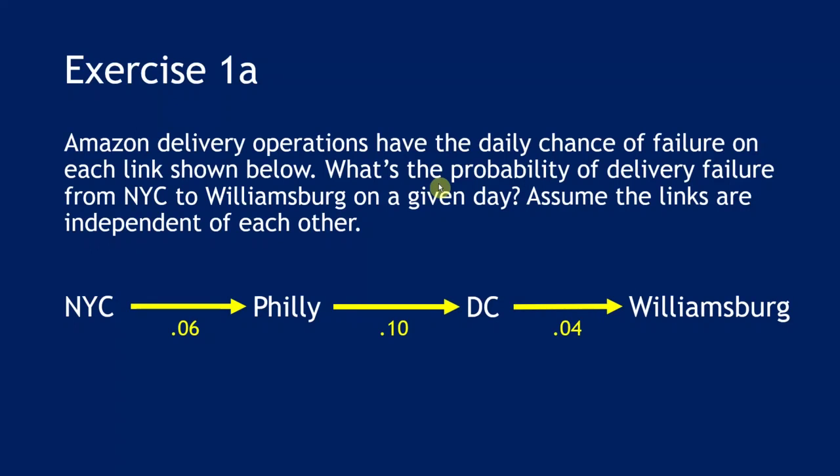From New York City to Philly has a failure rate of 6%. From Philly to DC, there's a failure rate of 10%. And from DC to Williamsburg, there's a failure rate of 4%. So the question for you is, what's the probability of delivery failure from New York City to Williamsburg on any given day? Assume that the links are independent of each other.